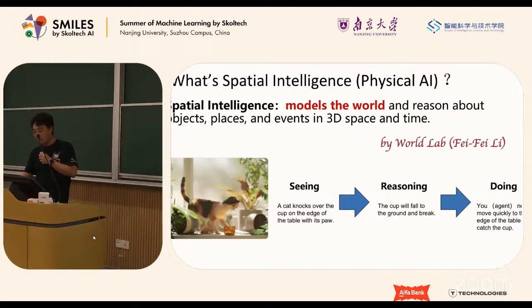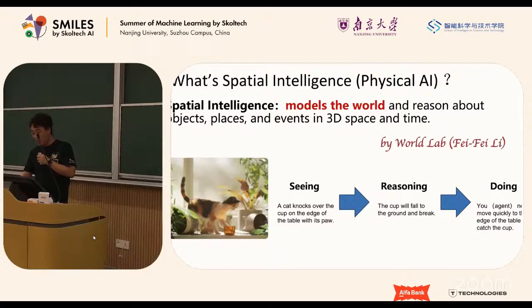So the first question is, what is spatial intelligence? Maybe we can call it physical AI. Feifei Li from World Lab introduced spatial intelligence as the ability that makes AI able to model the world and reason about objects, places, and events in 3D space and time.